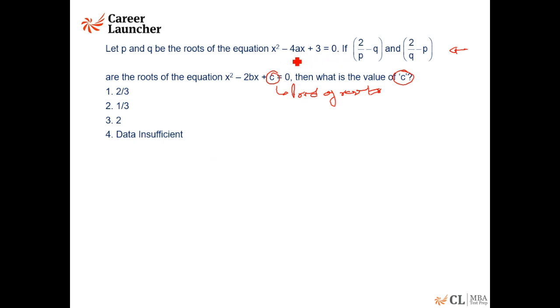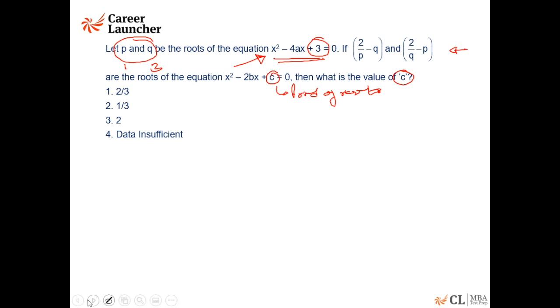Secondly, this is a general case given. Why am I saying general case given? Because it is giving you P and Q as the roots. If we have a general case, we should take a specific case. What roots should you take? Now if you look at the original equation, it tells you that the product of roots is 3. If the product of roots is 3, I'll take P and Q to be 1 and 3.